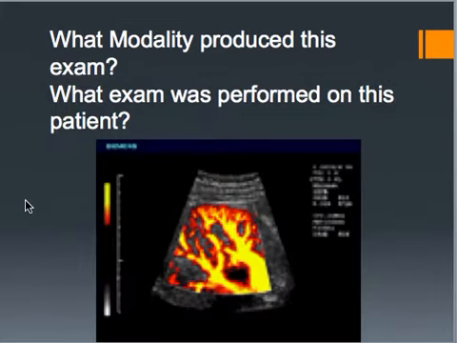What modality produced this exam, and what exam was performed on this patient? So the modality that produced this image is ultrasound, right? We can tell by the image here, the fan of the transducer, your acoustic window. And this is the renal pelvis and the kidney. So if it looks like tree branches, think of those renal branches inside of the kidney. So this is a renal ultrasound.